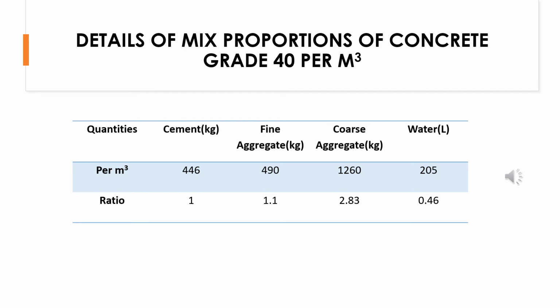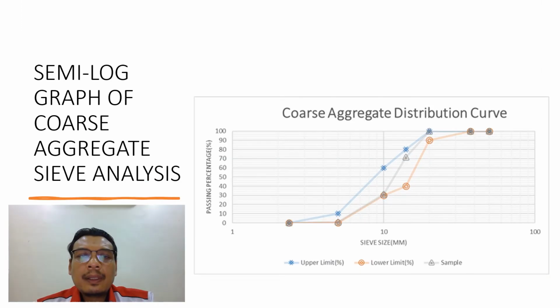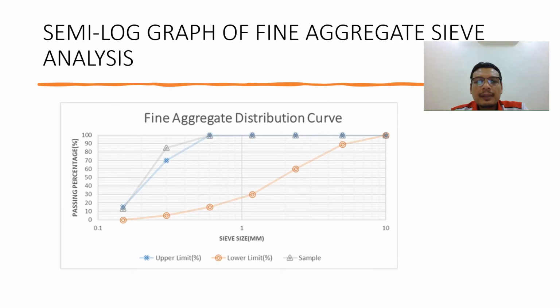This is the detail of mixed proportion of concrete grade 40 per meter cube. This is the result of the semi-log graph of coarse aggregate sieve analysis that is illustrated. Based on the results, the sample of coarse aggregate in all sizes is within the limitation and acceptable in mixing of the concrete. This is the result of the semi-log graph of fine aggregate sieve analysis that is illustrated. Based on the results, fine aggregate in all sizes was seen within the limitation and considered appropriate material in the concrete mix.